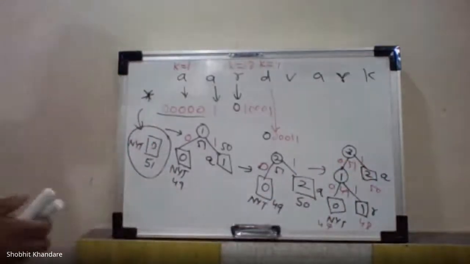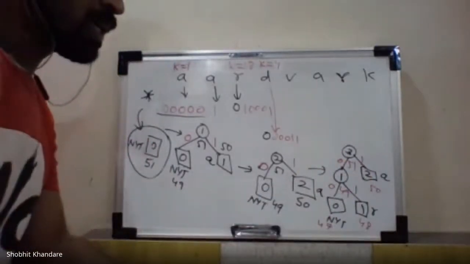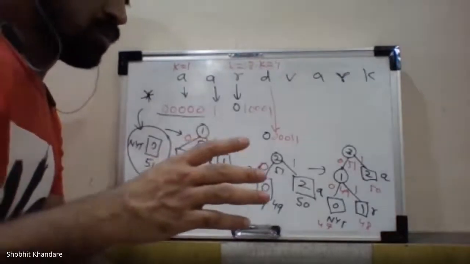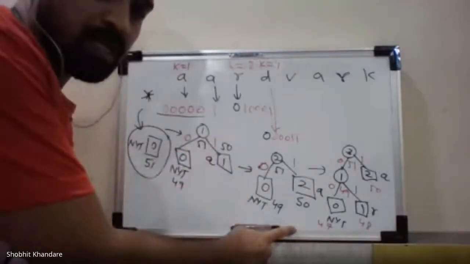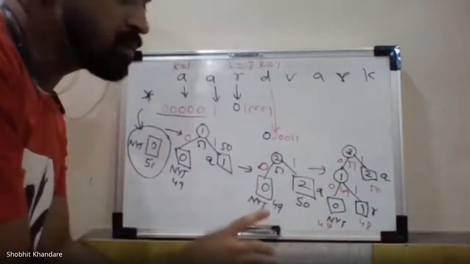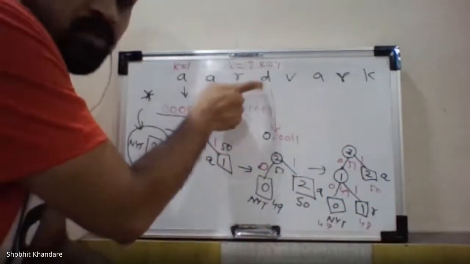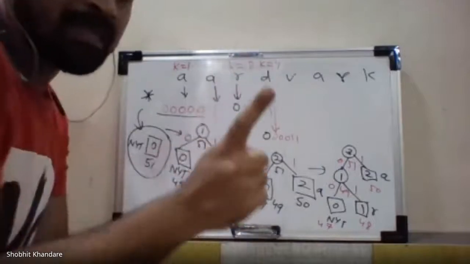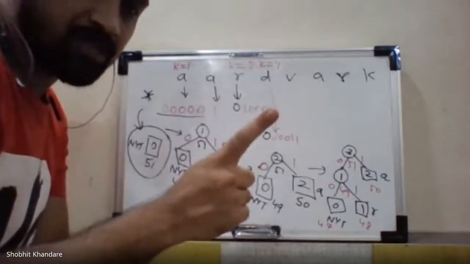So this is the updated tree diagram. Okay, I am drawing this for your understanding, but you have to refer to the previous one. So this is the updated one. Come to the D now. Whether D has come for the first time, yes.